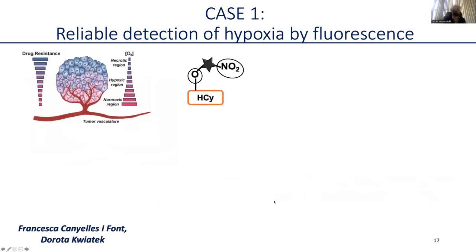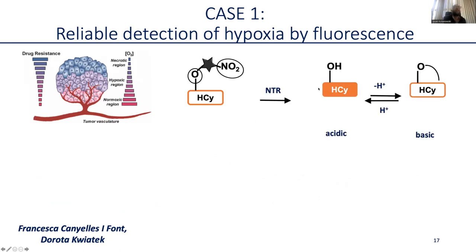So we've designed a probe where we have a fluorophore, and to it we have a protecting group attached, which is responsive to NTR. And once the NTR cleaves off that group, it exposes a pH responsive group. The protonation of that group leads to an increase in fluorescence, and deprotonation leads to changes in the structure of that fluorophore and a lack of fluorescence. So it's a pH sensor, but activated by the NTR. Both of those, low pH and high NTR activity, have to be present for the signal to appear.